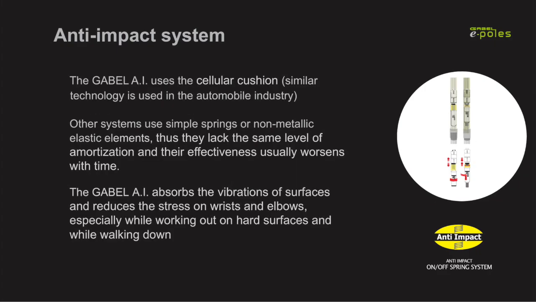The anti-impact system effectively absorbs the vibrations of surfaces and reduces the stress on the wrists and the elbows, especially while working out on hard surfaces or while walking down.